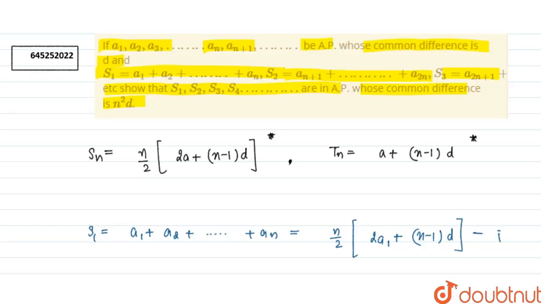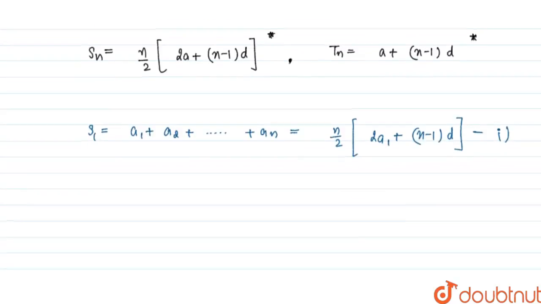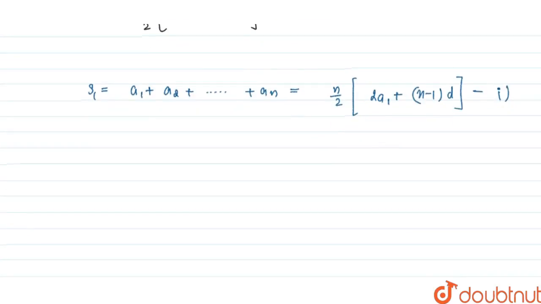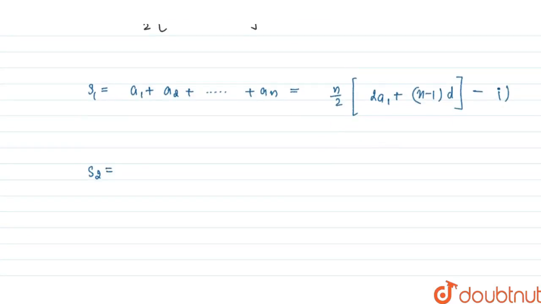Now we have to find the value of S2. S2 runs from an+1 to a2n. It also has n terms, so we can write its sum as n by 2 into (2an+1 plus (n minus 1) into d). So this is equation 2.